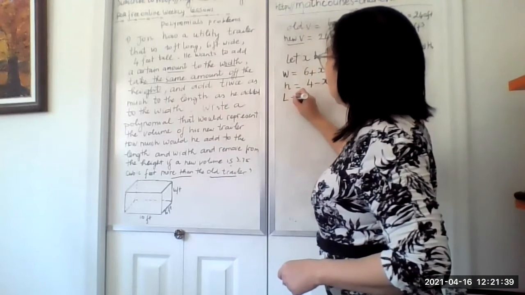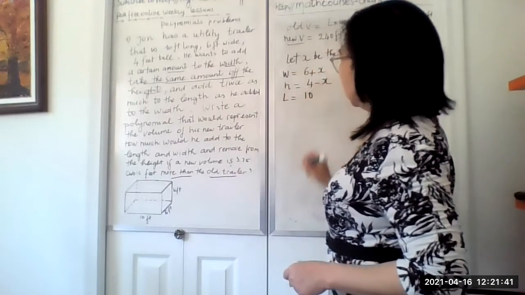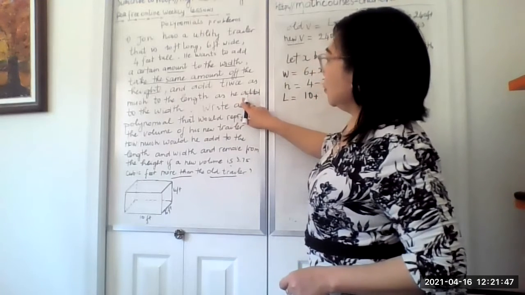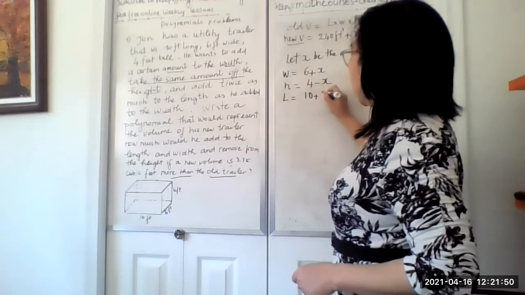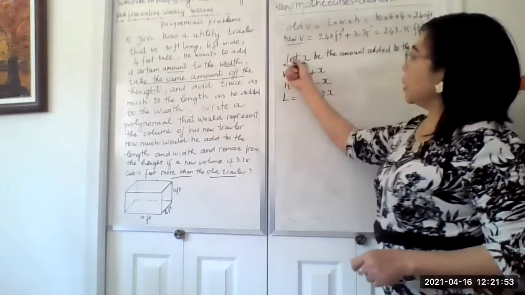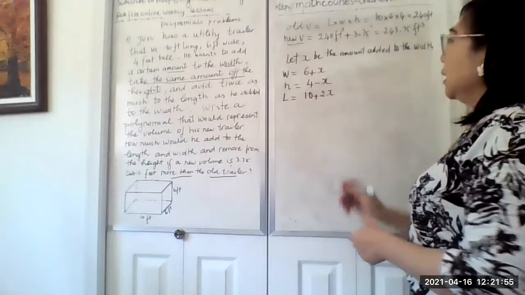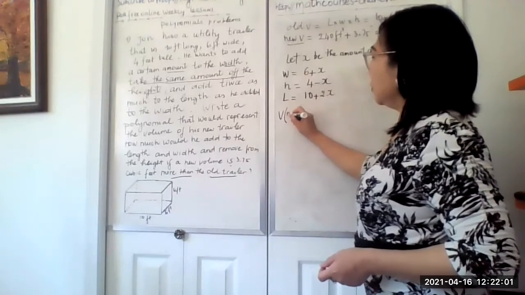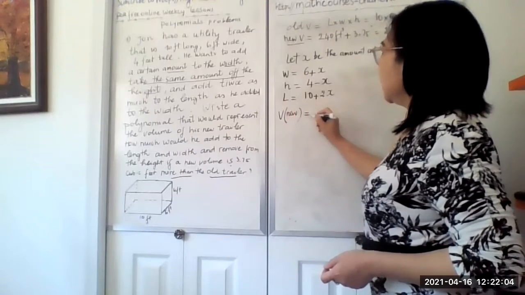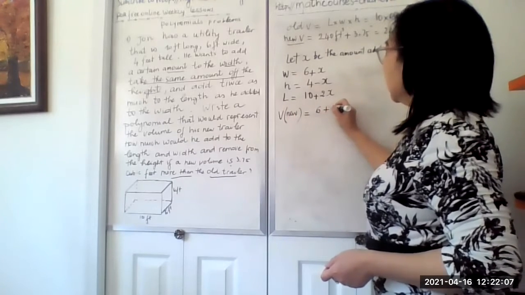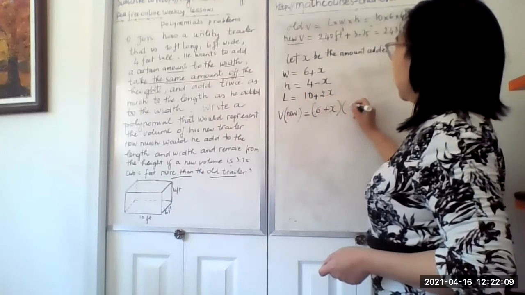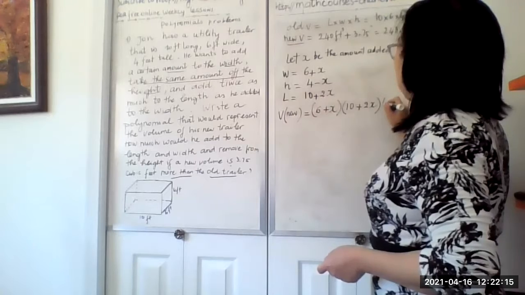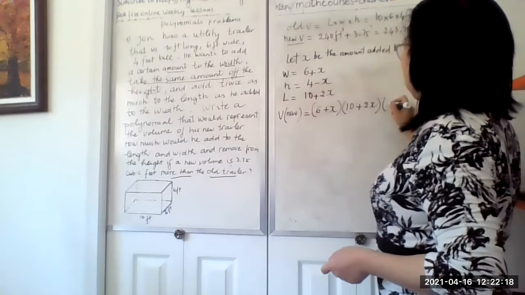So for the length, he will add twice as much. So the length is 10, and he will add twice as much to the length as he added to the width. So 10 plus 2X. So now we have new variables in here, right? And all of these new variables will create a new volume, right? Volume new, I'm going to say it like that, will be equal to 6 plus X multiplied by 10 plus 2X, and multiplied by 4 minus X.